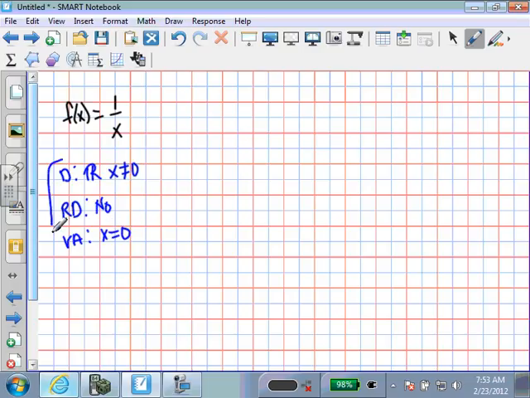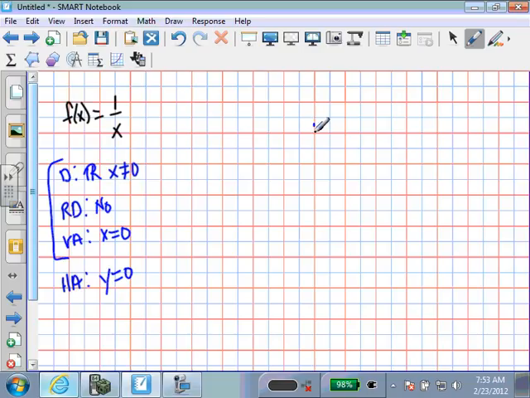Okay, those three things go together. My horizontal asymptote is determined by the degree of the numerator, which is 0, right? There's no x's in it, so x to the 0 power, over 1. So the denominator has a higher power, so it is at y equals 0.